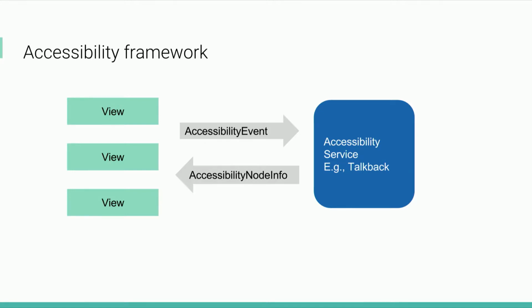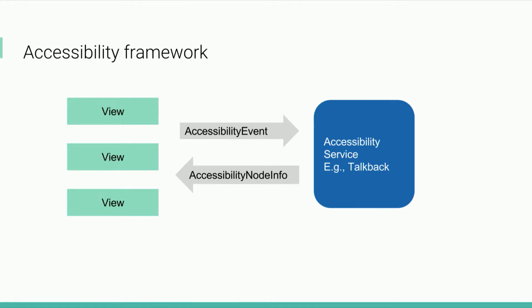Imagine node infos are kind of like your data model or view model of your view, which will have information that is very relevant to accessibility. So they create that and send it back to the views, giving the view an opportunity to add more context to the node info. Things like you can add content description or the speakable text of the view. You can add actions to it. You can add events to it, and then send it back to the accessibility service.